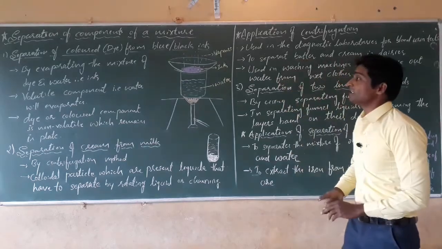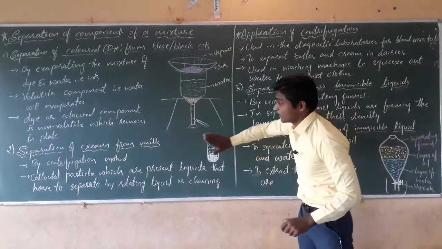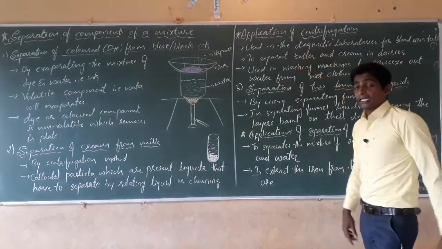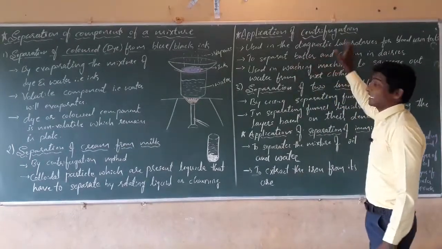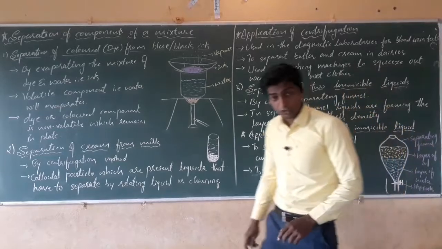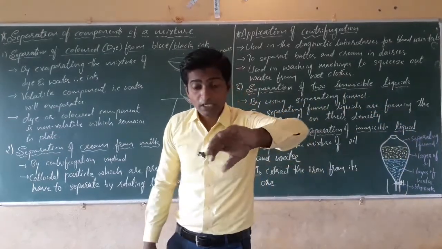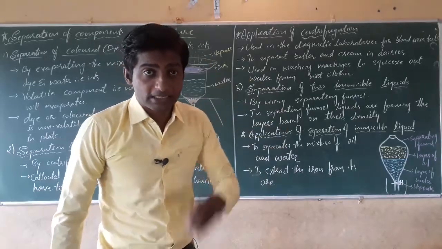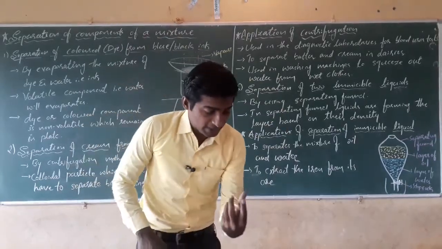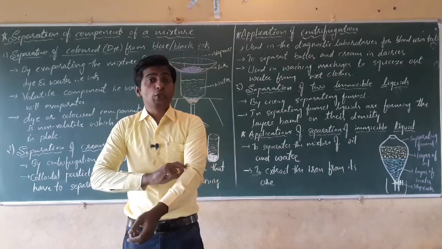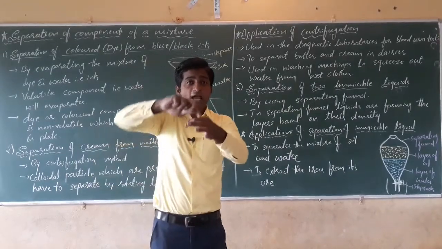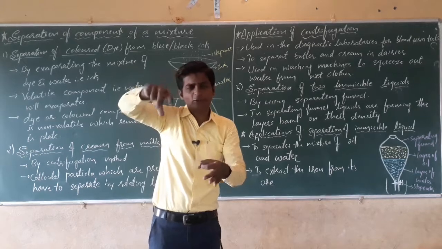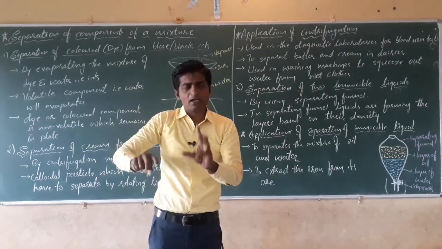Dear students, now the applications of this centrifugation method. First, in laboratories like diagnostic laboratories, the testing of blood and urine is done. In diagnostic laboratories, they take blood and urine samples in test tubes, put them in a chamber that contains a number of test tubes, and rotate the chamber around a center.